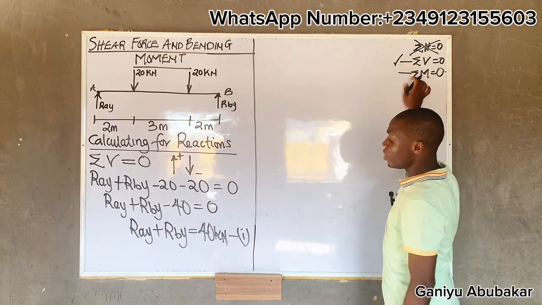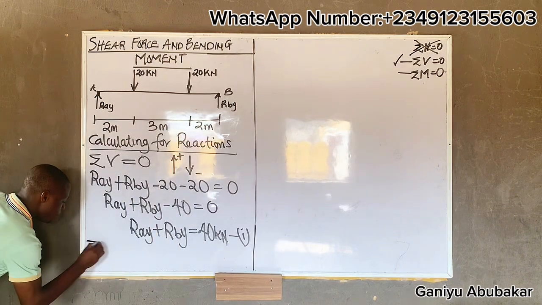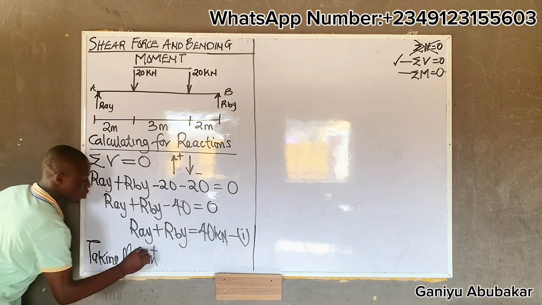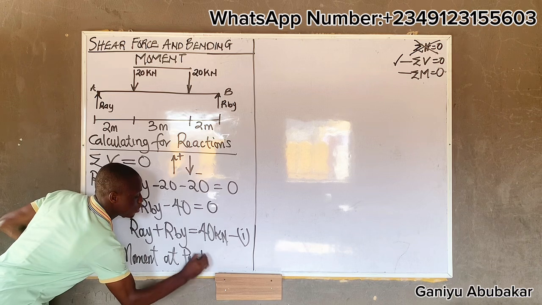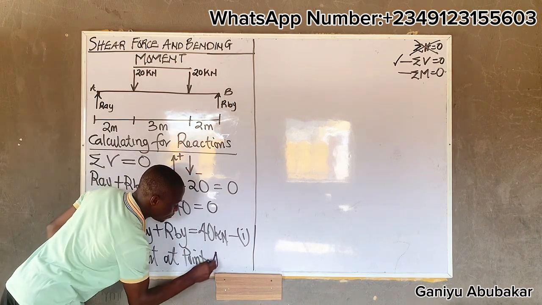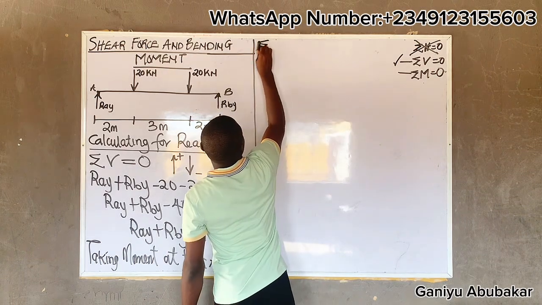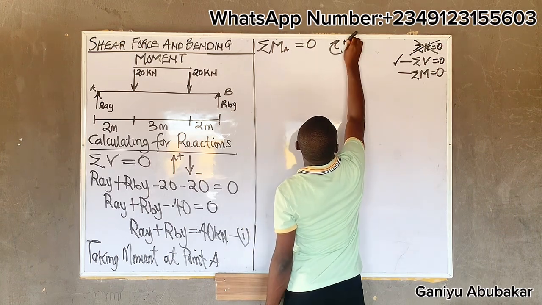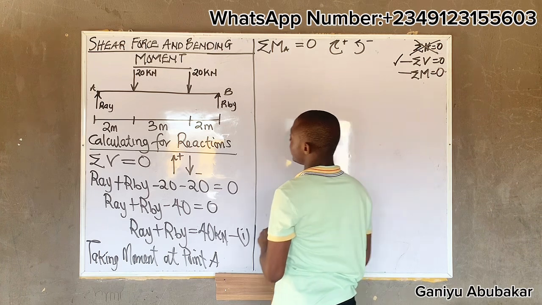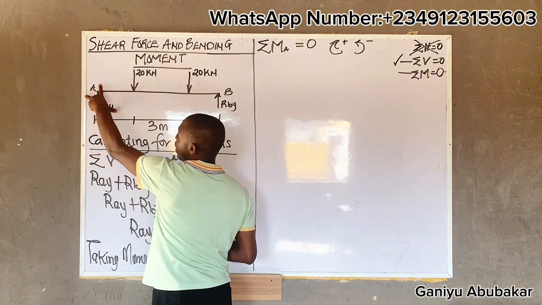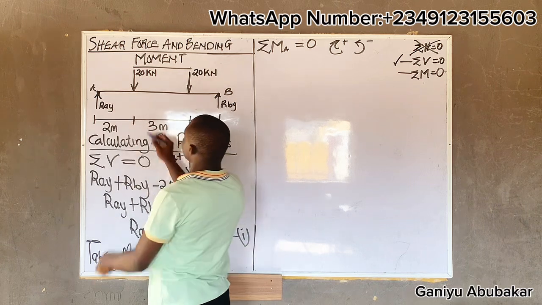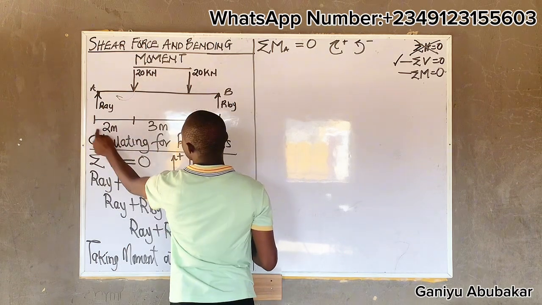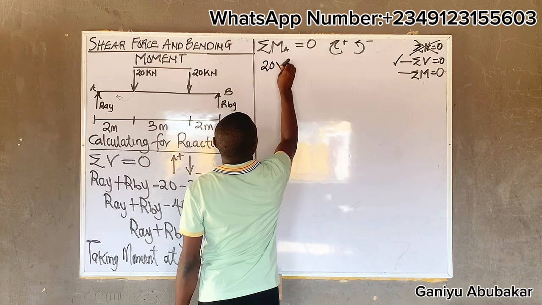What's next? Moment. So taking moment at point A, summation MA equal to 0. Consider clockwise as positive and anticlockwise as negative. If I take moment at A, the forces move down to A. This first one moves in the clockwise direction, so it becomes 20 times 2. So I have 20 times 2.